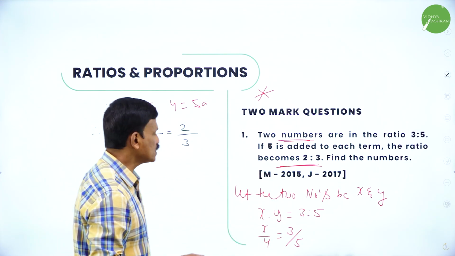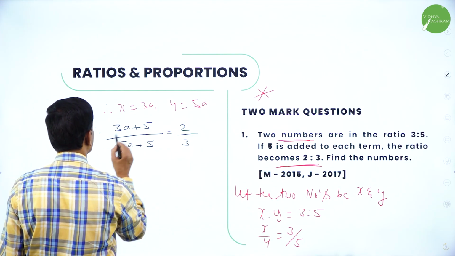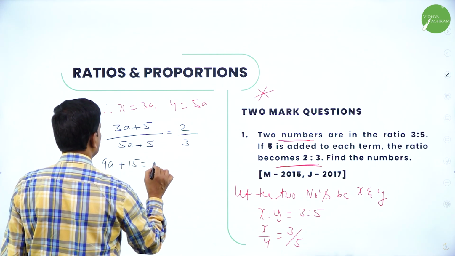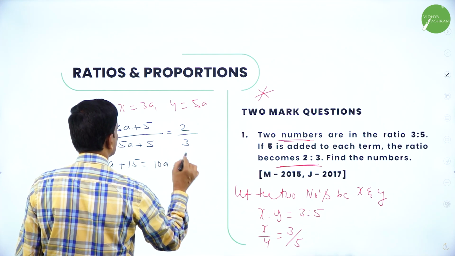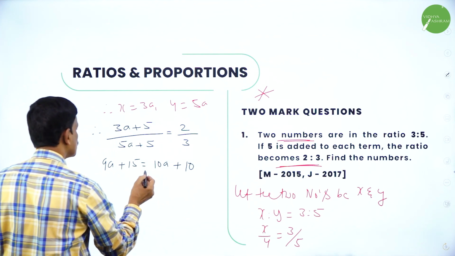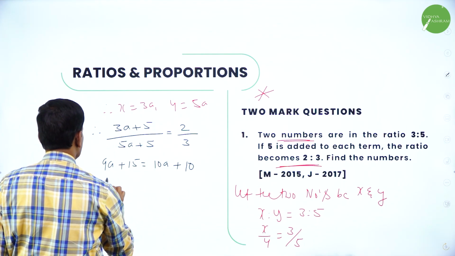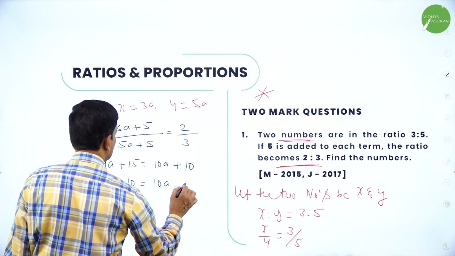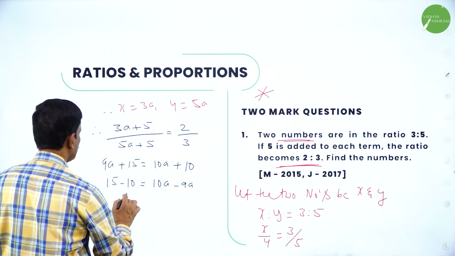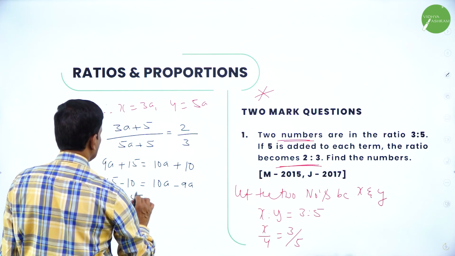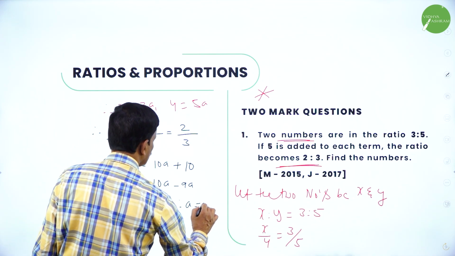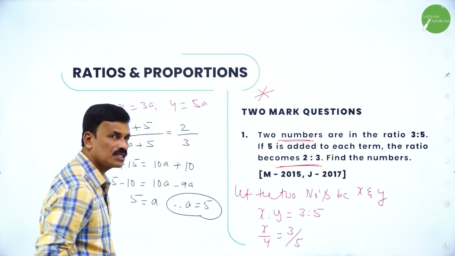Now cross multiply and simplify. So what happens? Cross multiply, 3 threes are 9a plus 5 threes are 15 is equal to 5 twos are 10a plus 5 twos are 10. Transfer this. So this is 15 minus 10 is equal to 10a minus 9a. 15 minus 10 is 5. 5 is equal to 10 minus 9 is 1a. So therefore a is equal to 5.